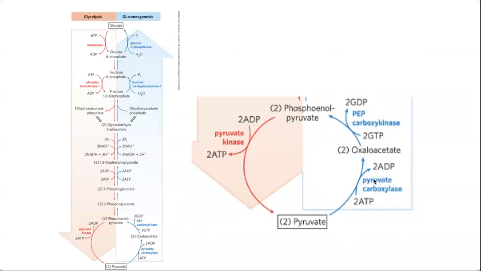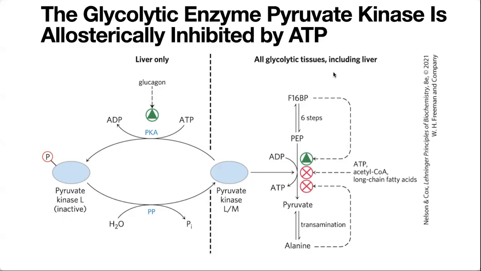We have our pyruvate carboxylase step that's going to take us from pyruvate to oxaloacetate. And our PEP carboxykinase step is going to take us from oxaloacetate to phosphoenolpyruvate. So that glycolytic enzyme, pyruvate kinase, is going to be allosterically inhibited by ATP, as well as in our liver, we'll see that it's actually going to be regulated by phosphorylation as well.